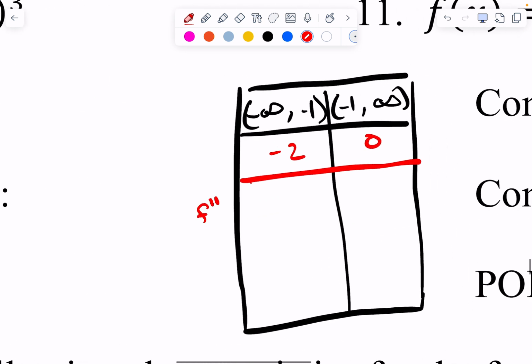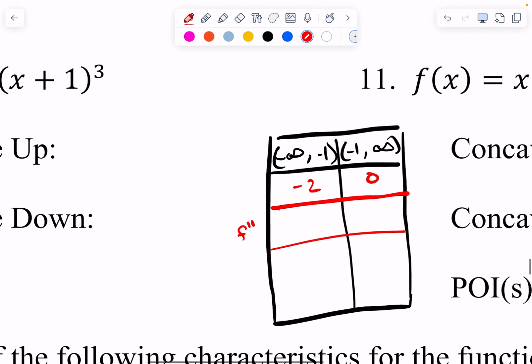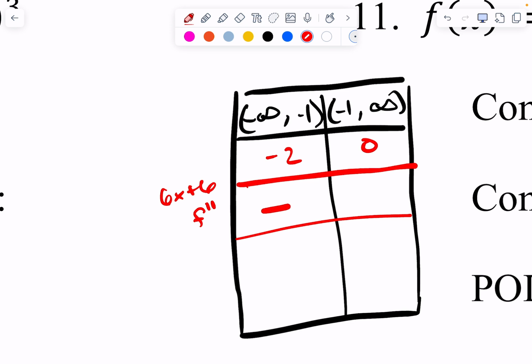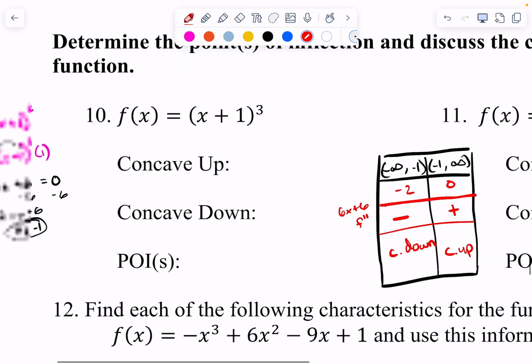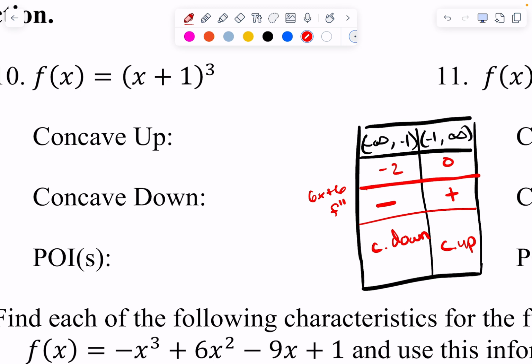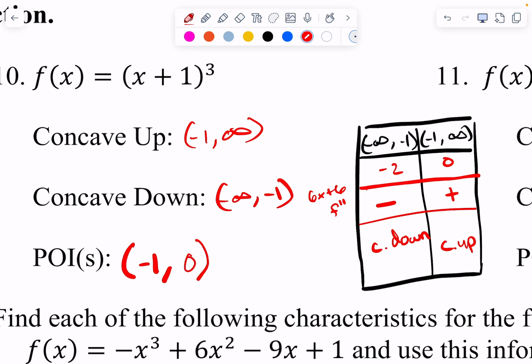We're looking for concave up, concave down. Okay. All right, second derivative is 6x plus 6? Okay, if I plug in -2, you get negative. If I plug in 0, I get positive, which means this guy is concave down, and this guy is concave up. All right. Concave down, -infinity to -1, concave up, -1 to infinity. Do I have a POI? At -1 comma, you plug him in, 0. Where'd you plug -1 into to get the 0? The original, right? Yep. Okay.